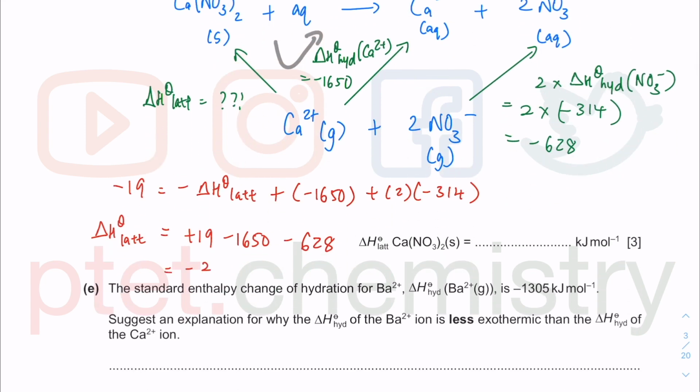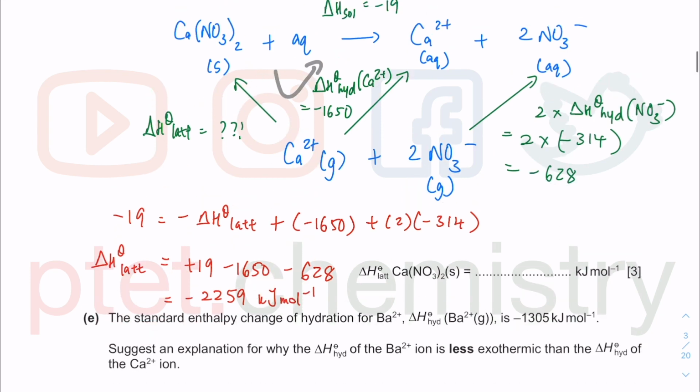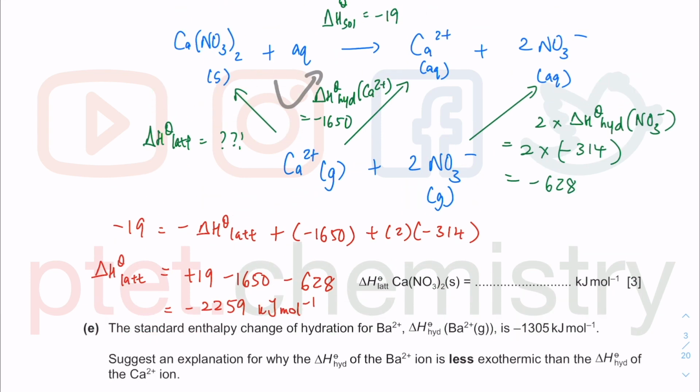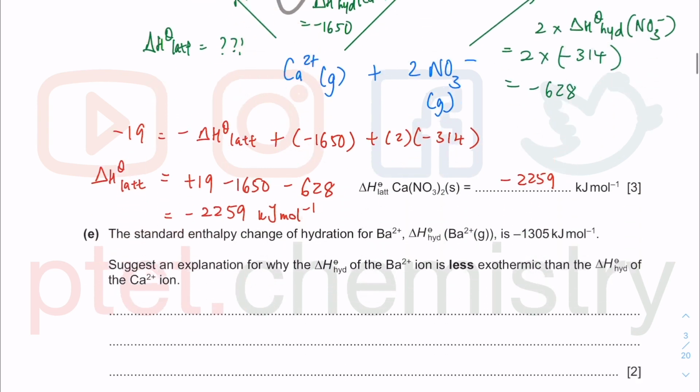The first thing you notice is you get a negative answer. You are forming 1 mole of the ionic solid from its gaseous ions. So you're not breaking anything. You're just forming 1 mole of the ionic solid. It is always going to be exothermic based on that definition: sign, value, and unit. Common things to look out for.